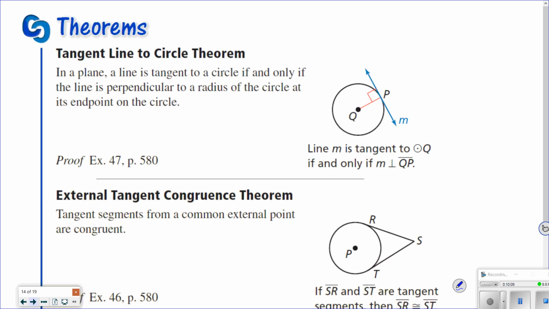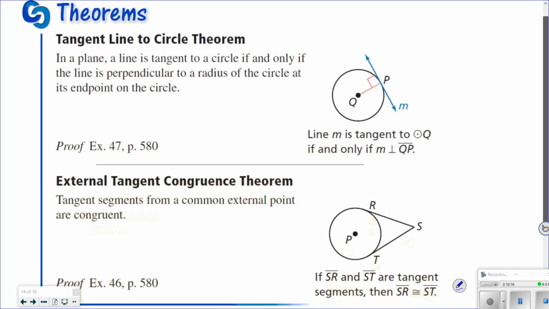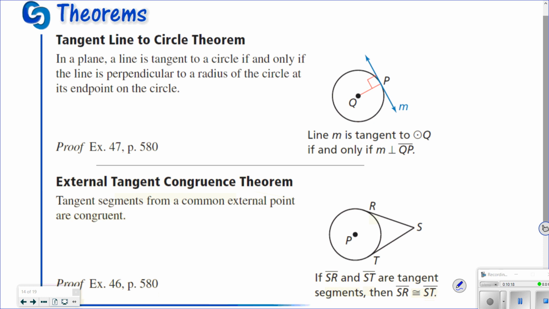Okay, a couple of theorems, and you want to write both of these down. So both of these will be included in your notes. So again, if you want to pause it at some point here for a second while the screen is showing and write it down, you can. The first theorem is the tangent line to a circle theorem, and what it says, and you'll see on these, it says in a plane, that means in the same two-dimensional flat surface.